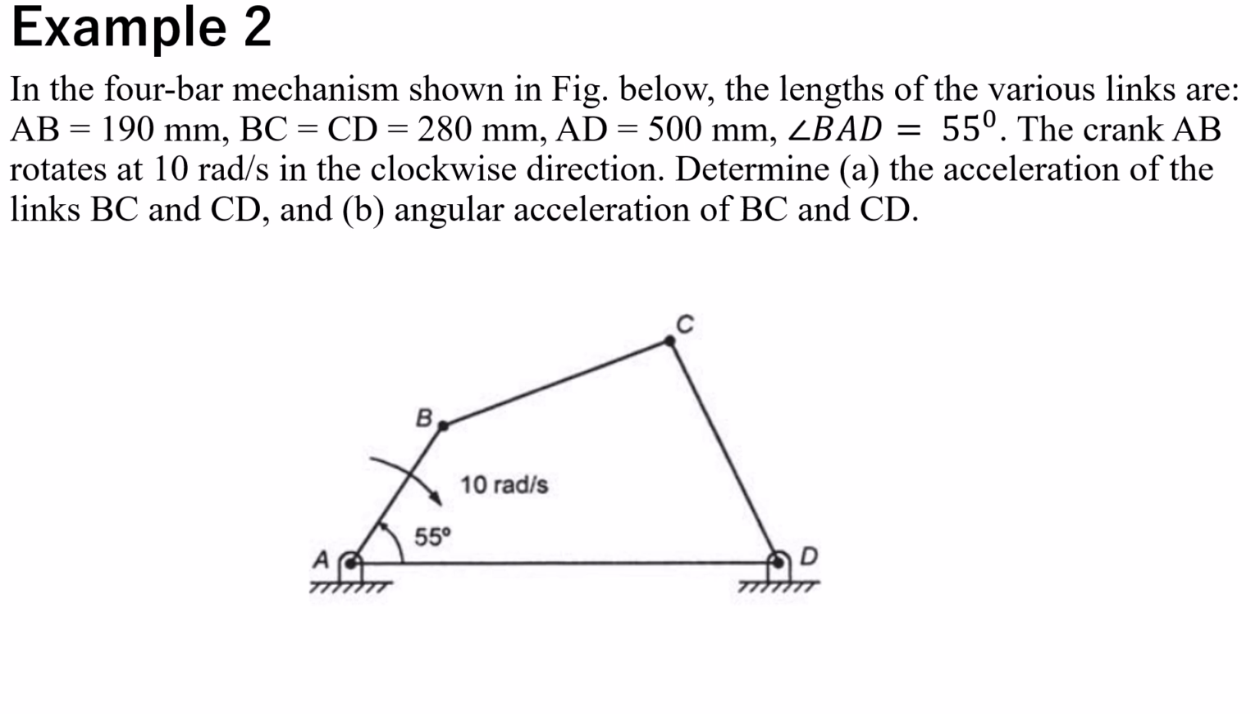Now, the four-bar mechanism with known links and an input angular velocity of 10 rad/s. Our goal is to find the linear and angular accelerations of links BC and CD. So first we'll need to perform velocity analysis before moving to accelerations.